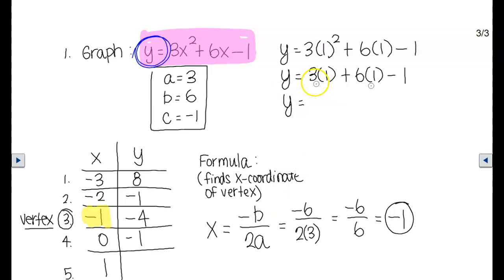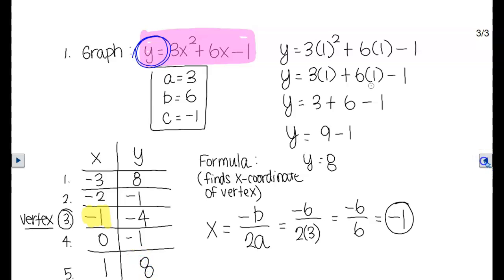All right, multiplications. 3 times 1 is 3, plus 6 times 1 is 6, minus 1. Add and subtract. 3 plus 6 is 9, so I have 9 minus 1, and that gives me y equal to 8.